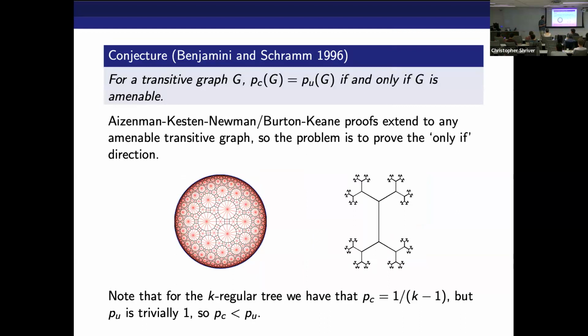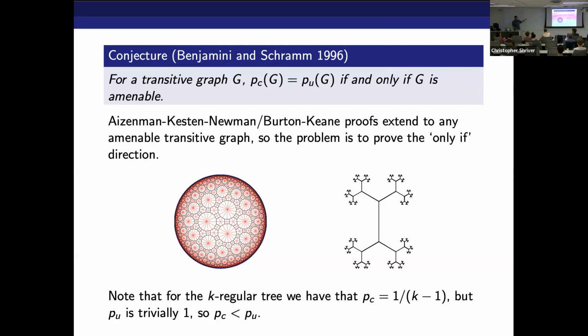Cool. So just to recap, one of the things I mentioned yesterday, we were talking about when you have uniqueness or non-uniqueness of the infinite cluster. And I mentioned that the main conjecture on this is due to Benjamini and Schramm. And they conjectured that you have this phase where there are infinitely many infinite clusters if and only if the graph is non-amenable. So actually the amenable case of this, we know, that's the Burton-Keane theorem. But the non-amenable case remains open, okay?